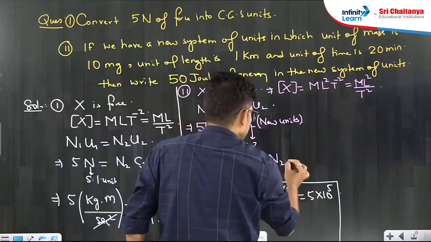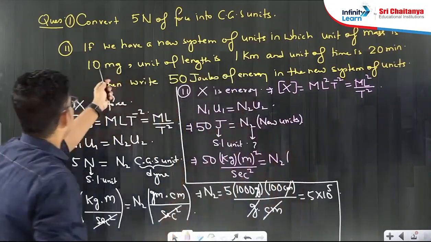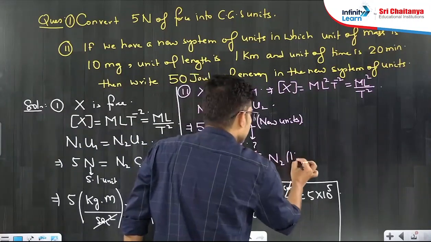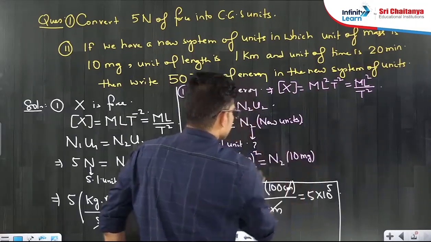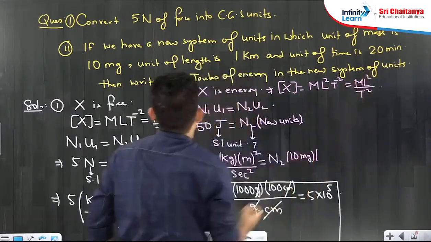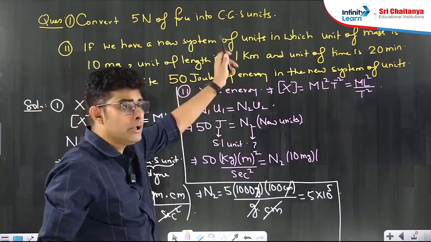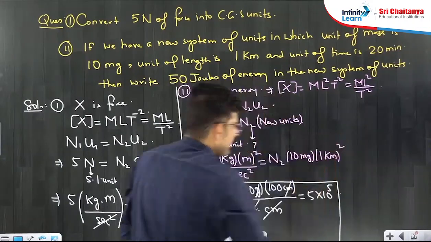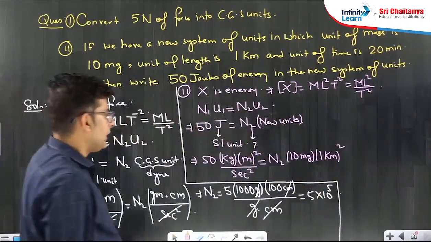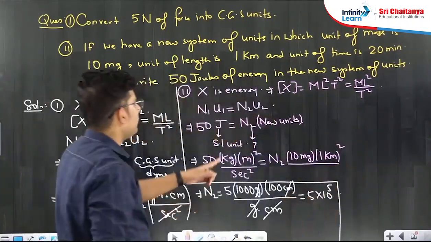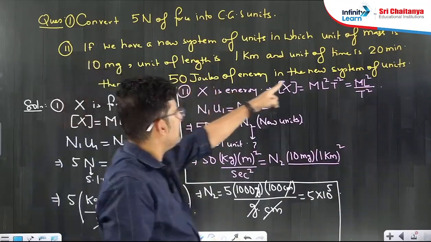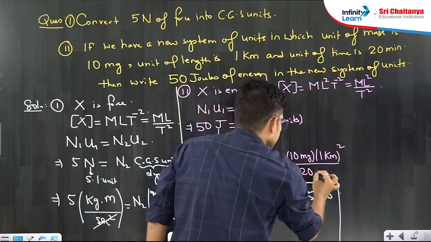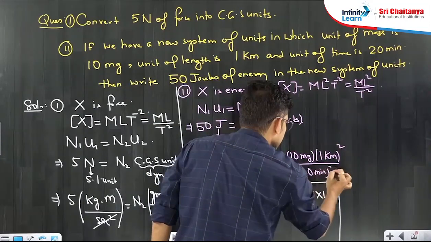Again you have to write mass. What is the new unit of mass? Read the question. They have given 10 milligram. Then we have length square. What is the unit of length? 1 kilometer. So length square, 1 kilometer square. What is the unit of time? Time they have given is 20 minutes, but I have to take time square. So I will write 20 minute square.